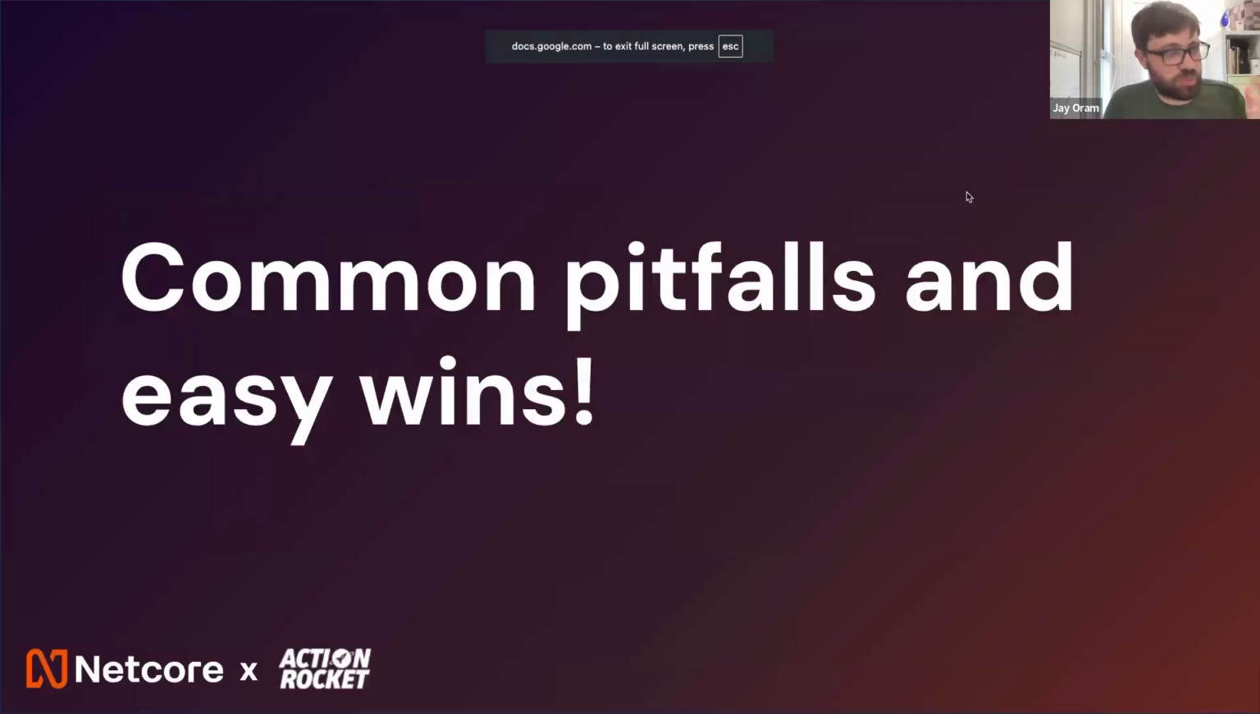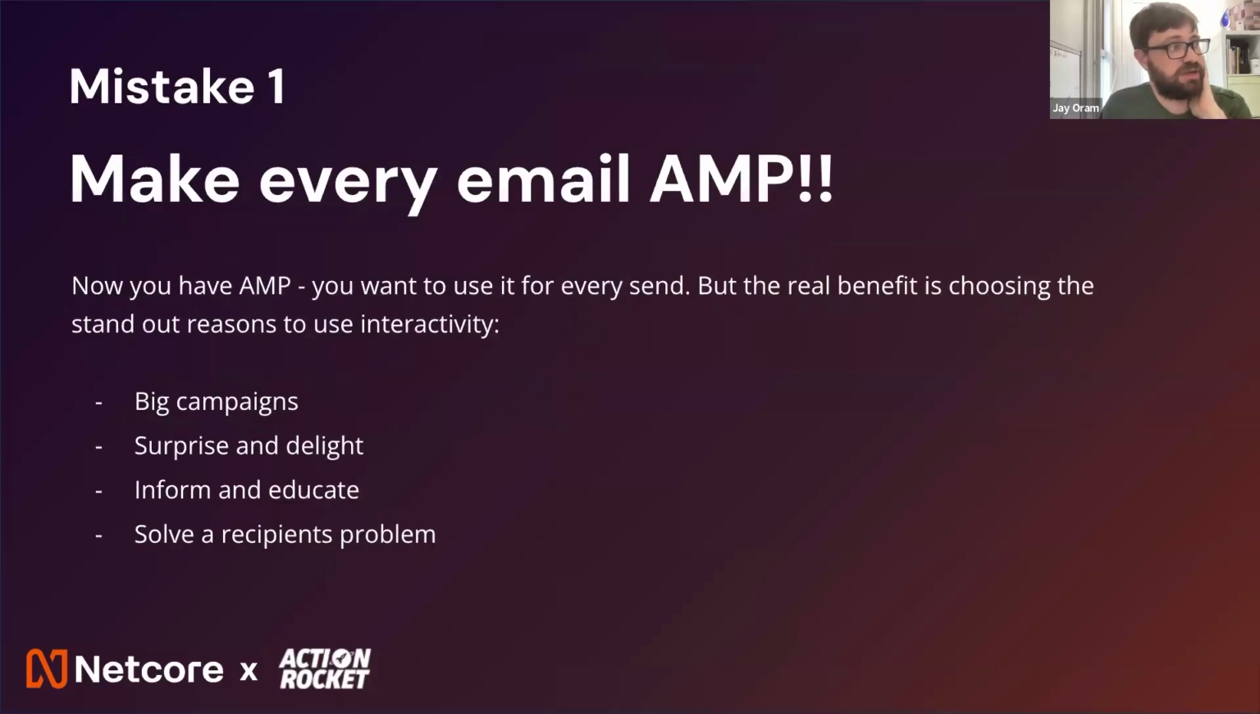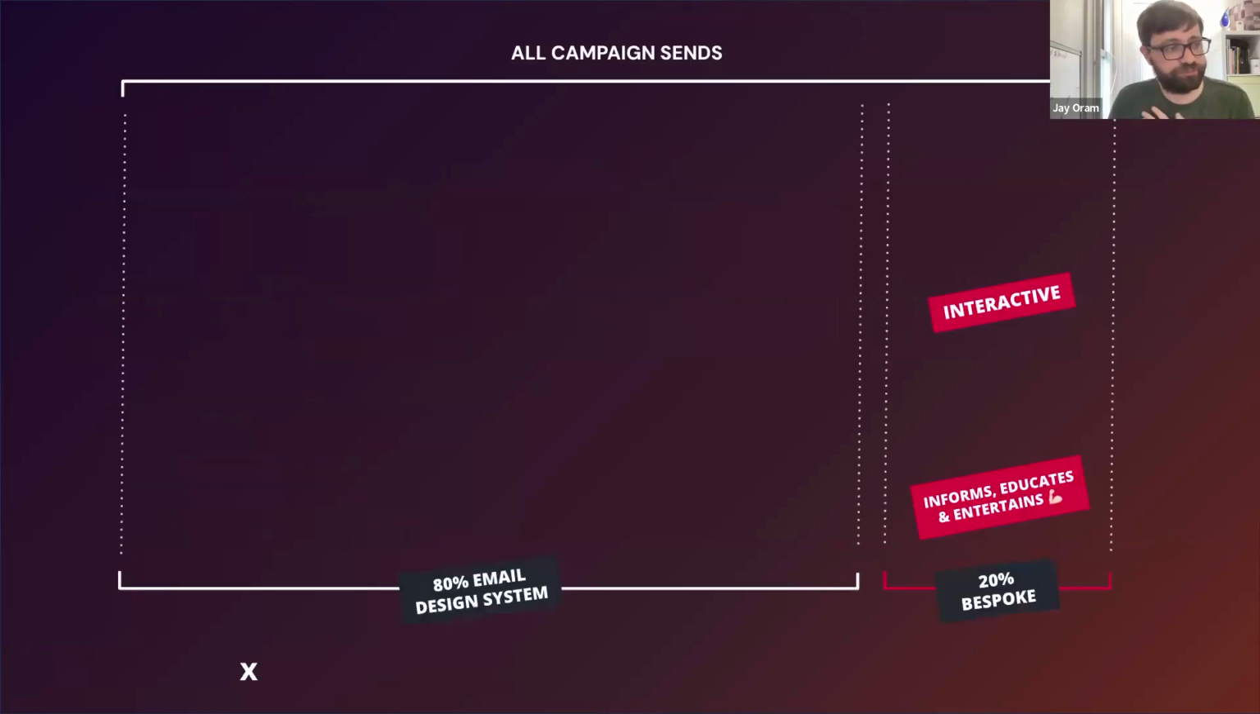Cool. So we'll quickly run through these common pitfalls and easy wins, because I know we've only got 5 minutes left and we wanted to give some chance for questions. So this, I think this was me, James. Making every email AMP is a common mistake that we see. You get the ability to send AMP emails, and then all of a sudden you want to send every email as AMP. But the beauty of it is that with interactivity, you really surprise and delight people. So having big campaigns, informing and educating people, solving a recipient's problem is a really good way of using AMP. So don't send it every single time. Just use it when you think it's best.